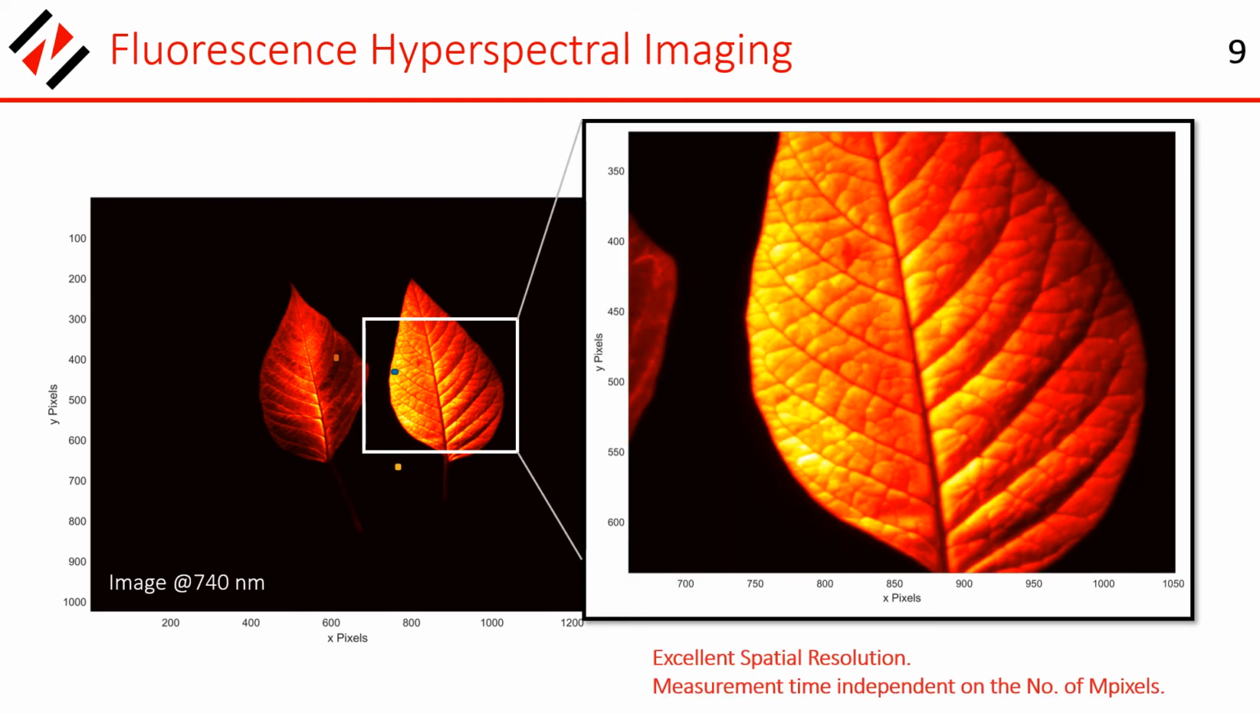Also, I would like to highlight the really good spatial resolution of the image by showing a zoom in of one of the two leaves. Also, please note that the measurement time is independent of the number of megapixels, so if needed, it is also possible to replace the CMOS sensor to increase the spatial resolution even more.